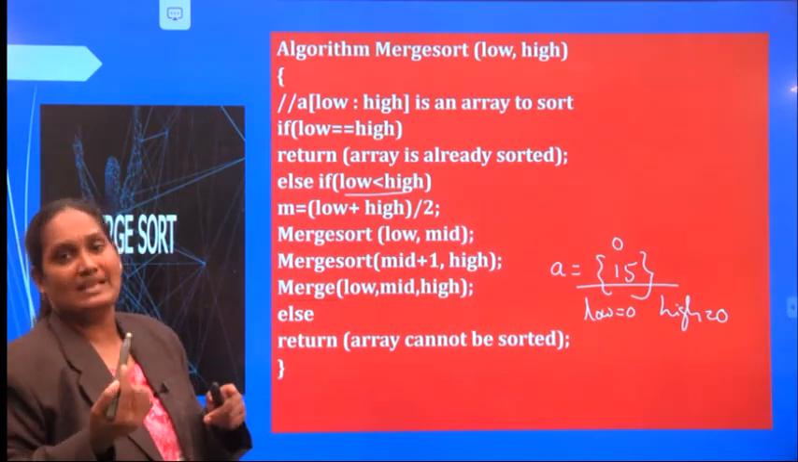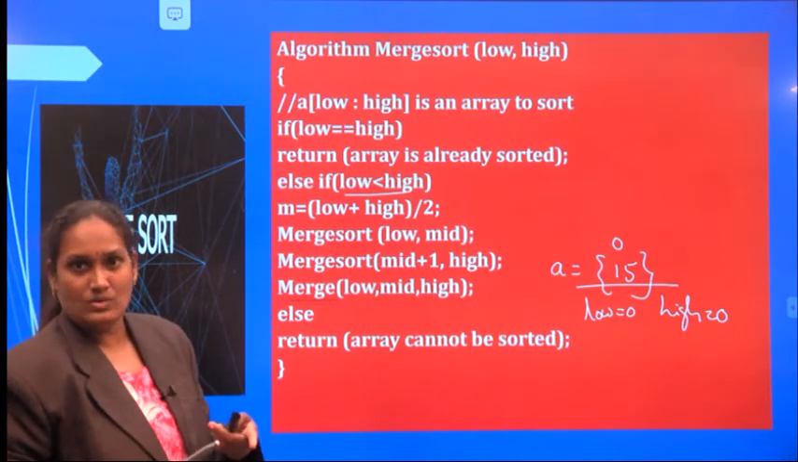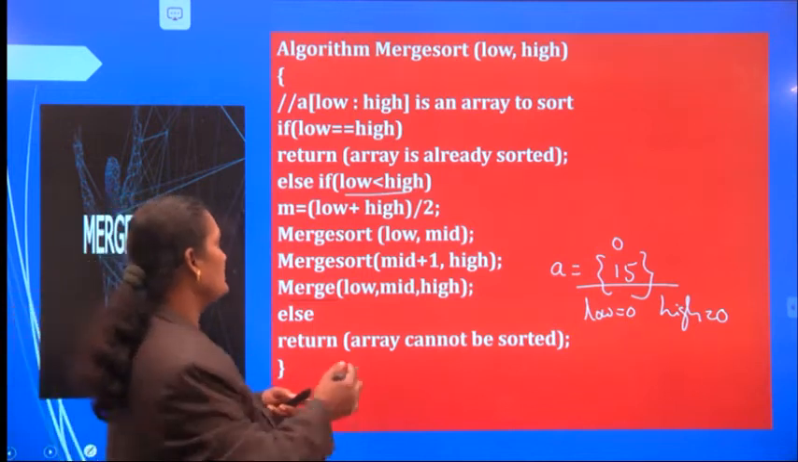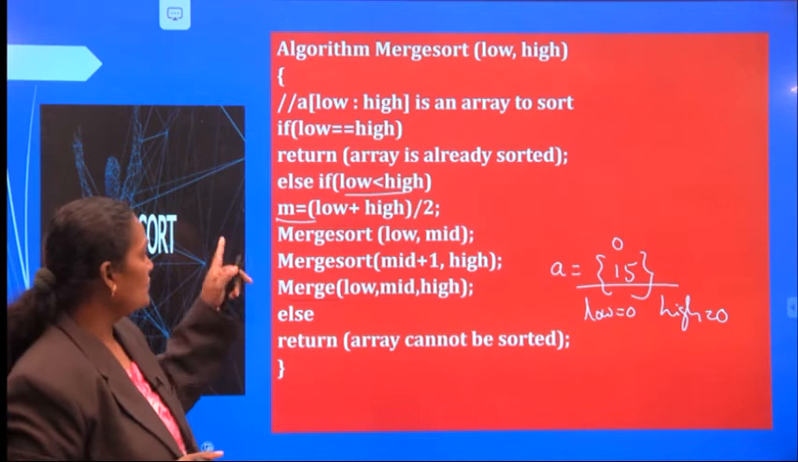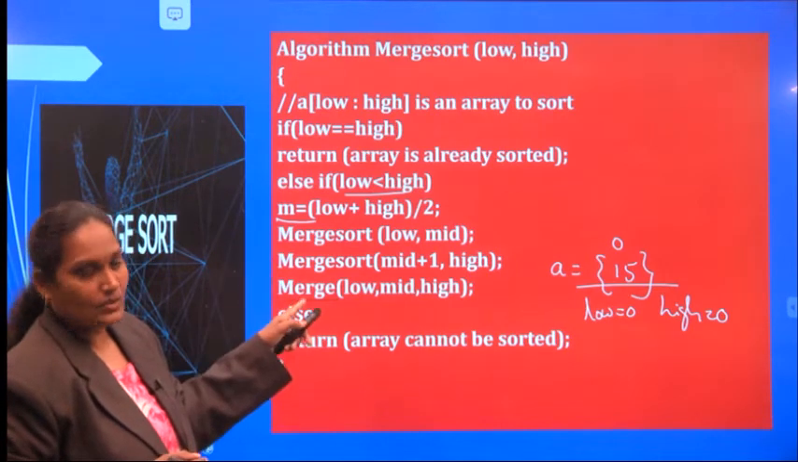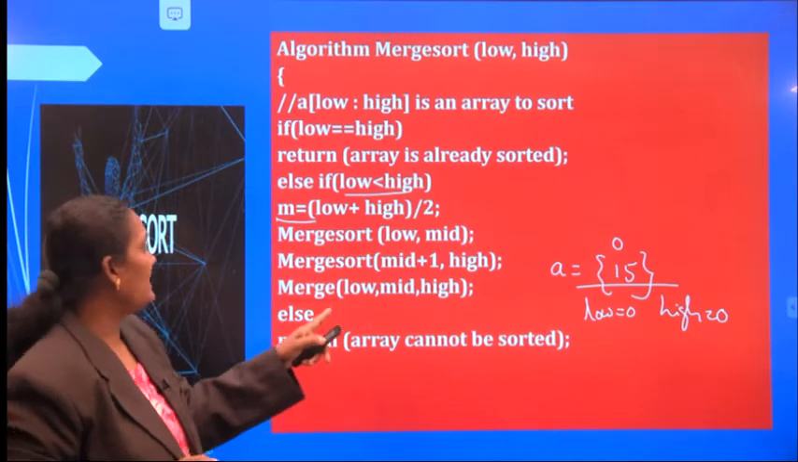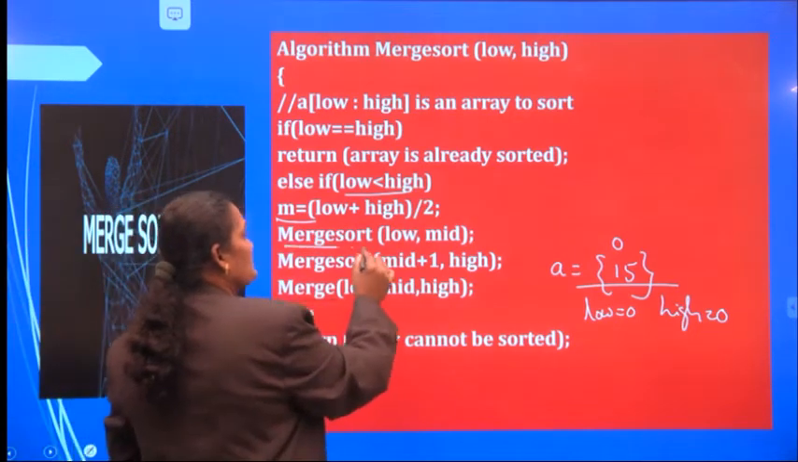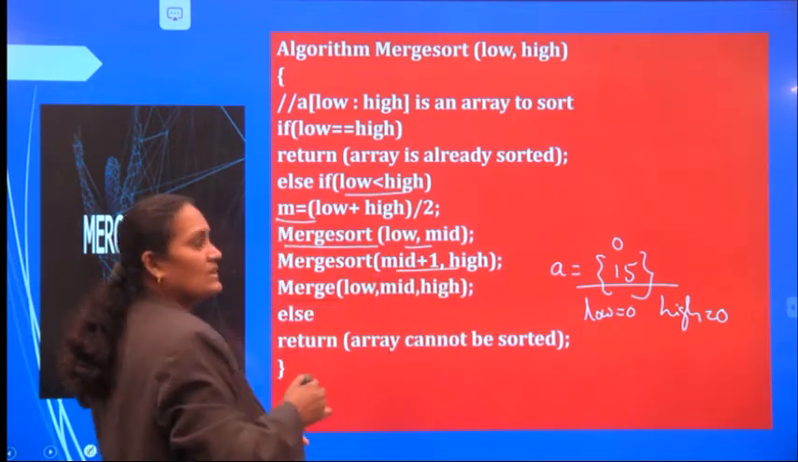If there is more than one element in the array, we need to divide the array into subarrays. Where are we going to divide the array? At mid. How to find the mid? Mid is equal to (low index plus high index) by 2. After finding the mid value, we call the merge sort algorithm for low to mid and merge sort for mid plus 1 to high.